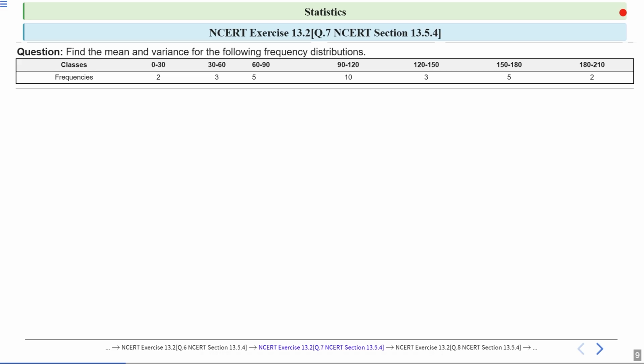So first of all, very carefully look at the table. In this table, we have two rows. In the first row, we have classes like 0 to 30, 30 to 60, 60 to 90, and so on. And in the second row, we have frequencies. So first of all, try it yourself and then see the solution.